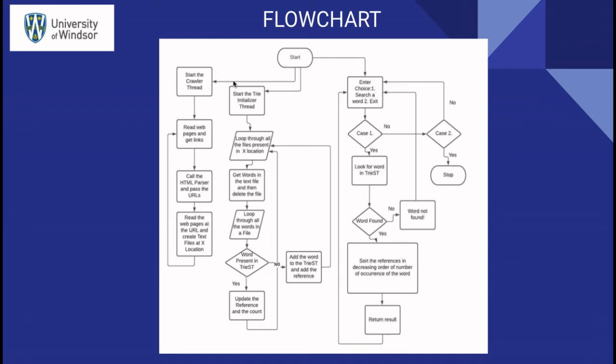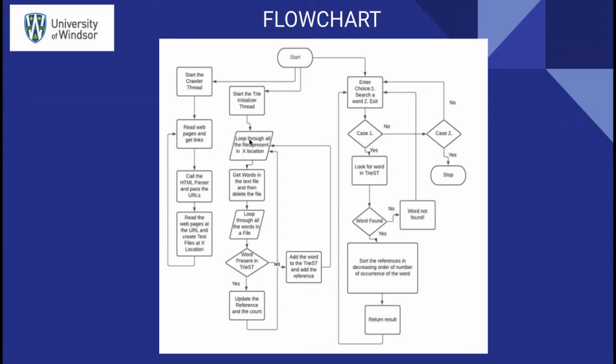We first start the crawler, and the trie initializer runs in separate threads. The crawler is run in a separate thread. It reads the web pages to get the links, and then calls the HTML parser to pass the URLs. And the HTML parser creates a text file of the text in the URL, and it stores it at a location. Let's say the location is X.